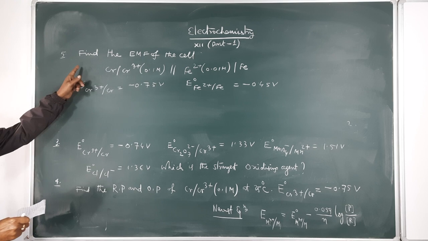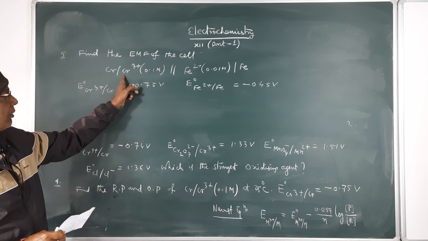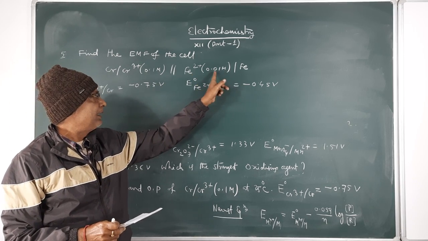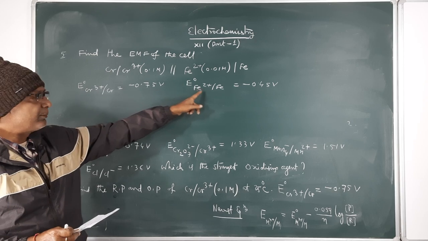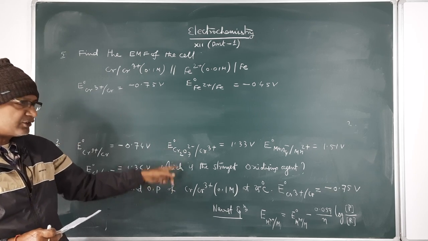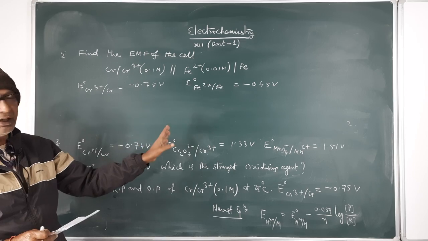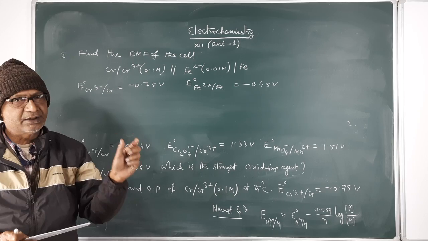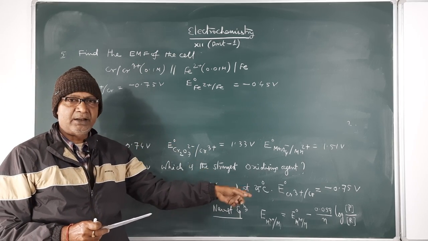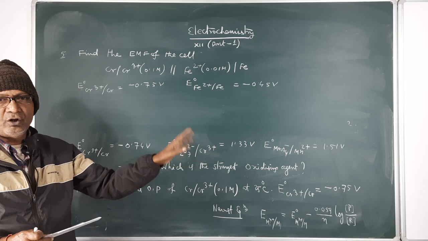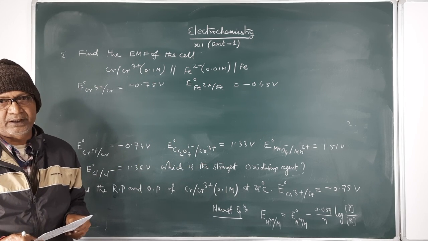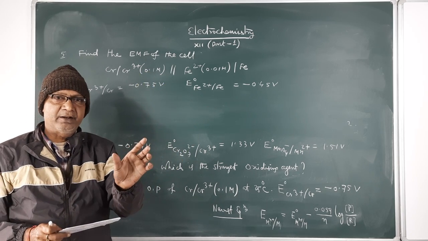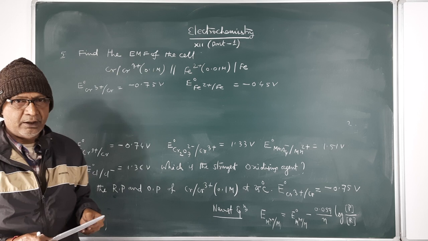Find the EMF of the cell Cr | Cr3+ (concentration given) || Fe2+ | Fe (concentration given). E naught values are provided, so you have to use the Nernst equation. The EMF of the cell equals the standard EMF, which is E cathode minus E anode, minus 0.059 by n log product concentration by reactant concentration. First you will convert this cell notation to the cell reaction. Stoichiometries also have some uses, as you know.